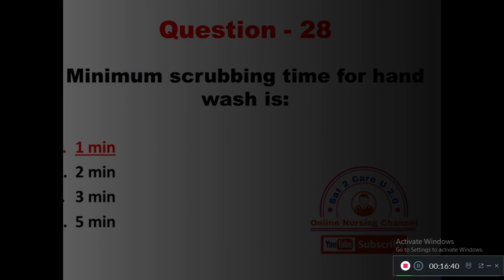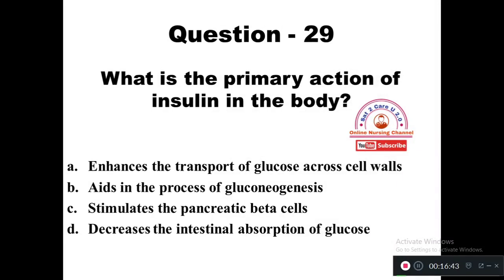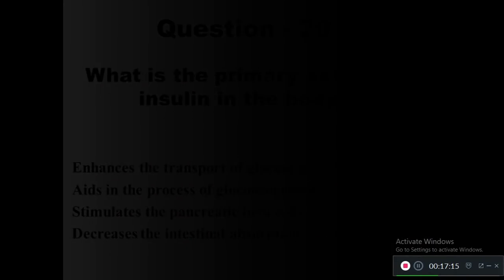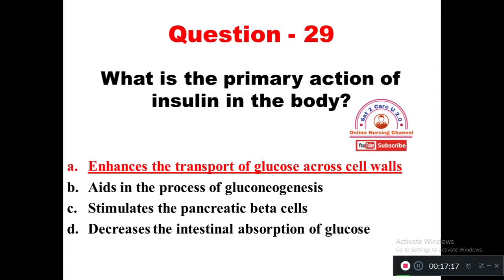Question number 29. What is the primary action of insulin in the body? Option A, enhances the transport of glucose across cell walls. Option B, aids in the process of gluconeogenesis. Option C, stimulates the pancreatic beta cells. Option D, decreases the intestinal absorption of glucose. So the primary action of insulin in the body is option A. It enhances the transport of glucose across the cell walls.